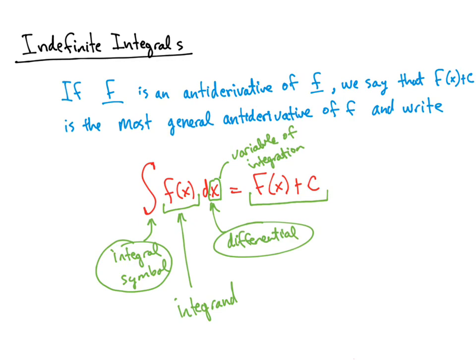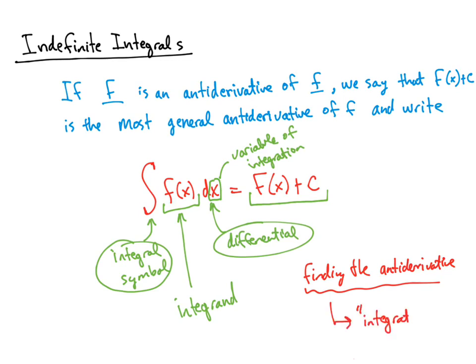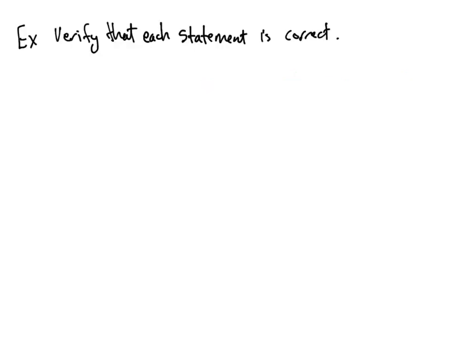Okay, so the language we use when we have a problem given to us with an integral symbol, instead of saying finding the antiderivative, we say we're integrating. So if we say let's integrate this function, that just means find its antiderivative. So in the next examples, let's verify that each statement is correct.